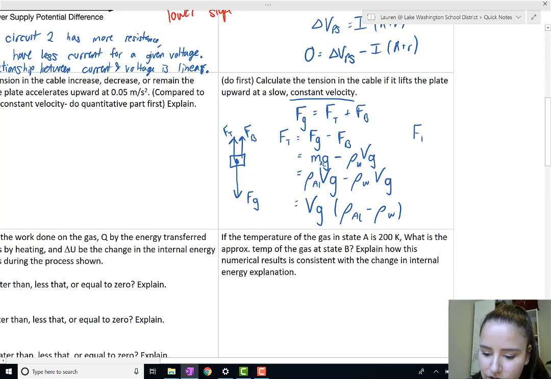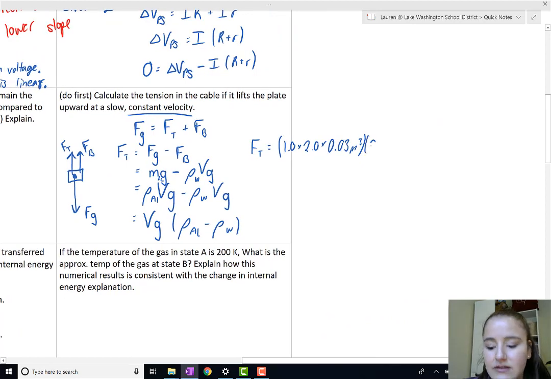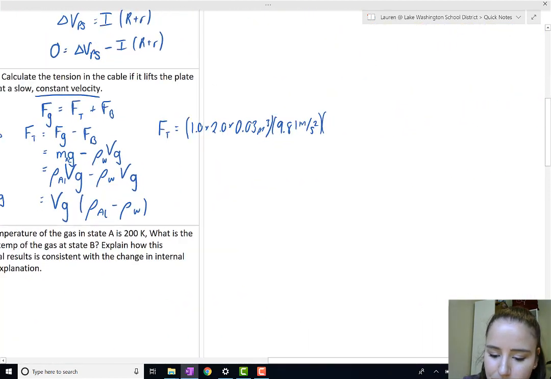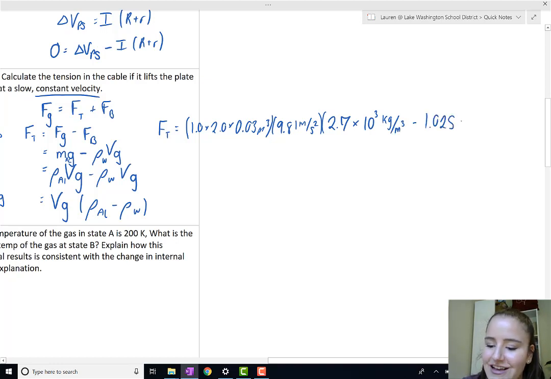So, force of tension is the volume, which is 1 times 2 times 0.03 meters cubed, times gravity. This is a free response problem, so I'm going to use 9.81 meters per second squared times the difference in those two densities. The density of aluminum, I have to go back and check that, is 2.7 times 10 to the third, and then water is 1.025. So 2.7 times 10 to the third kilograms per cubic meter minus 1.025 times 10 to the third kilograms per cubic meter.